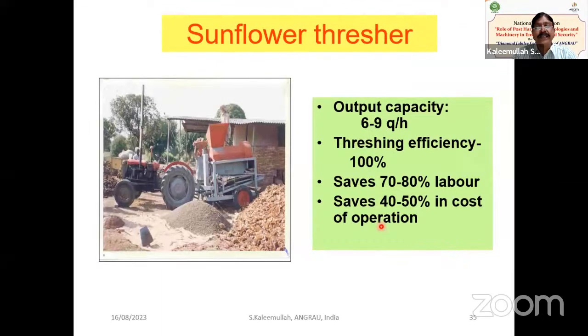In such cases, this type of decorticator will help the farmer in sowing. The other one is the sunflower thrasher. You know that with sunflower, it is very difficult to thrash because it has a big flower, and generally they use a wooden stick and beat it on a hot surface. It is a very tedious process. But if you have this type of thrasher, we can thrash nearly 6 to 9 quintals per hour, and it saves labor and the cost of the operation.